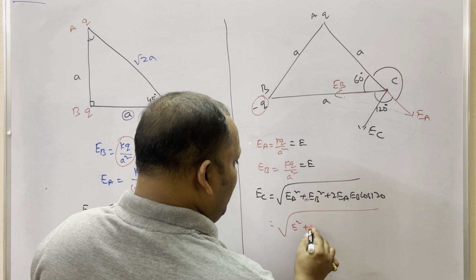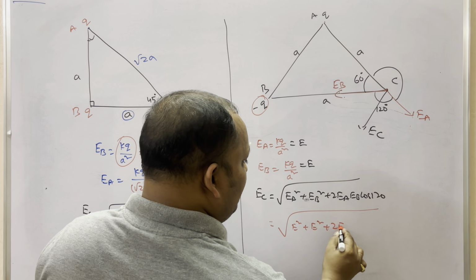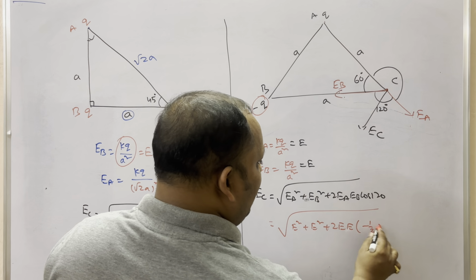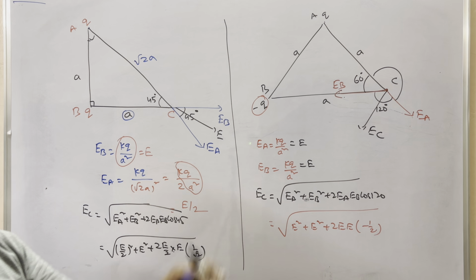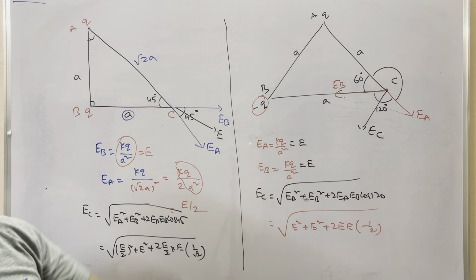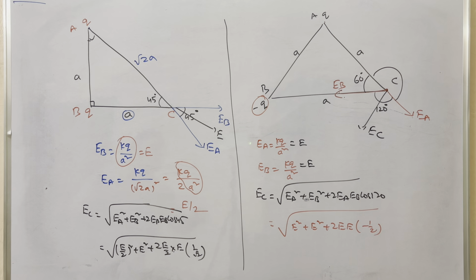So E squared plus 2E·E cos 120 is minus 1 by 2. Therefore, you will get E maybe. You can cross check how you have to solve the problem. So like that, they may ask, you should do very carefully, whatever they are asking.